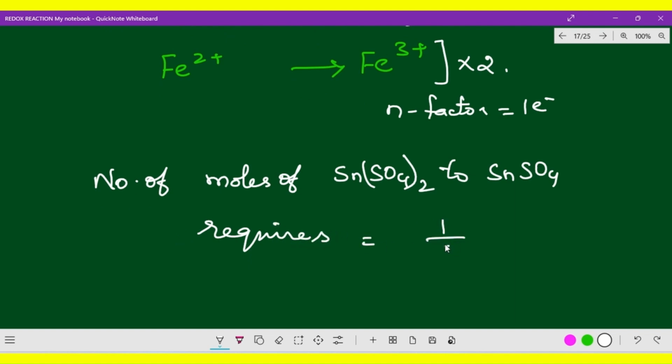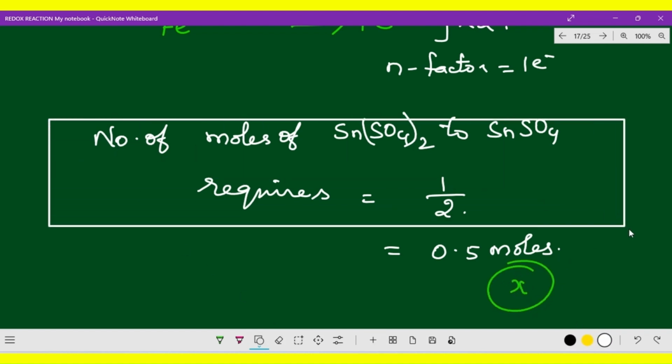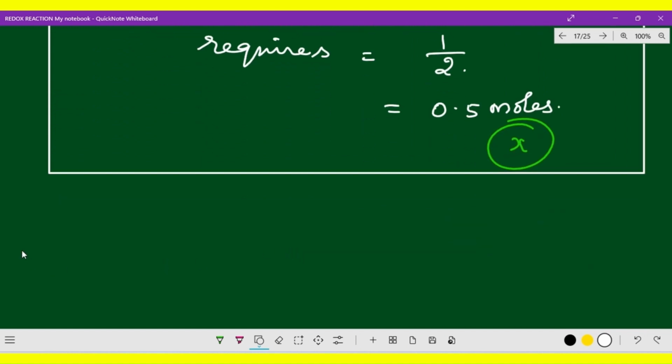So here 1 by 2. So that is FAS also, right? So 1 by 2 means 0.5 moles we can bring it. So 0.5 moles, we can bring it as X. So this is X and that is Y now. So here this is X and that is Y, right? Okay, now final mole ratio.